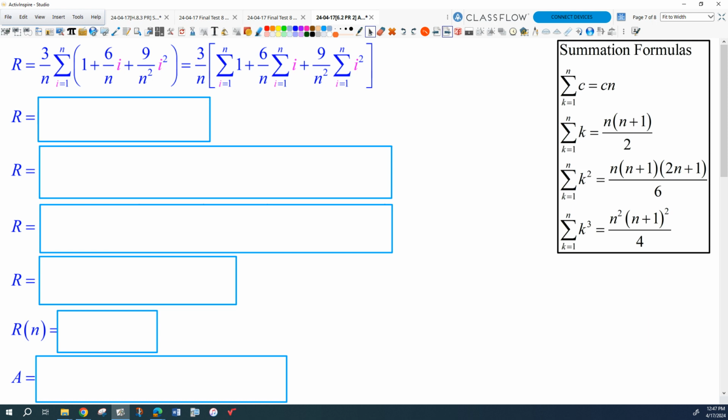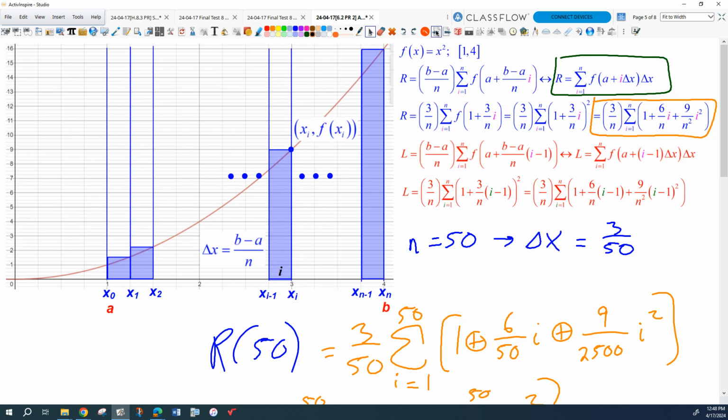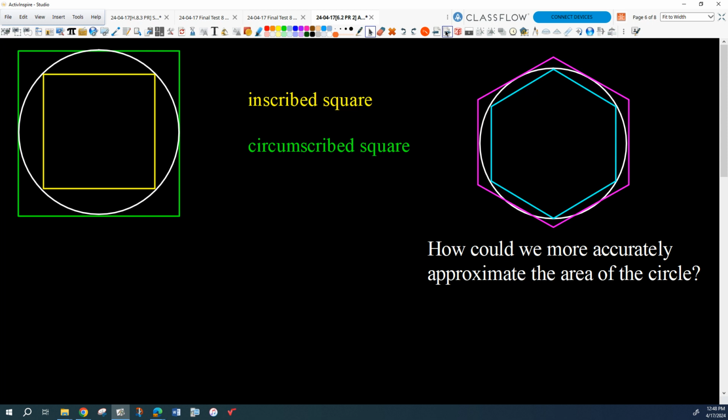I feel like I'm missing a page here. Where did all this come from? Oh, right here. Let me grab all this stuff. Okay.